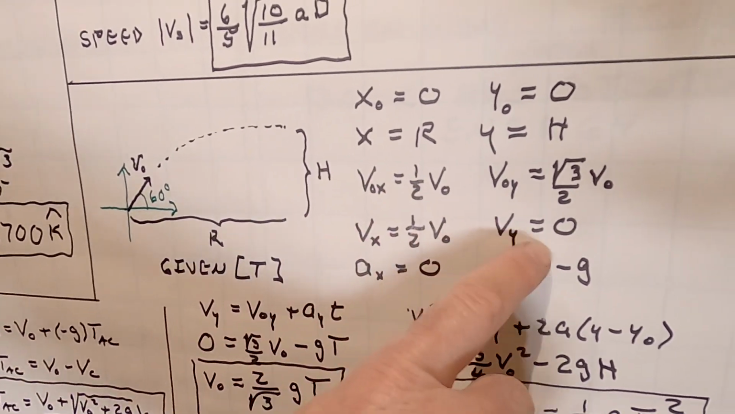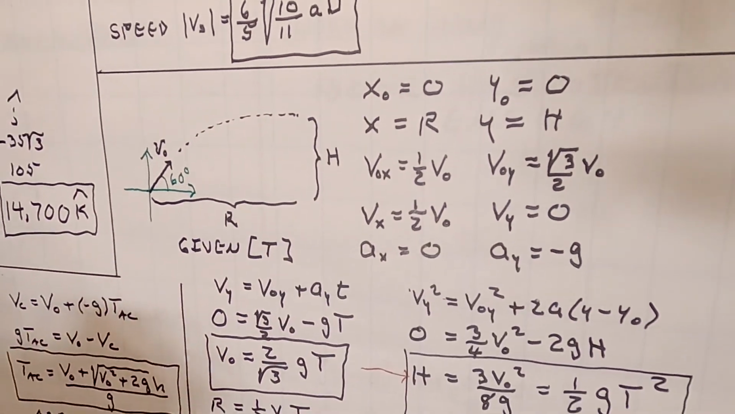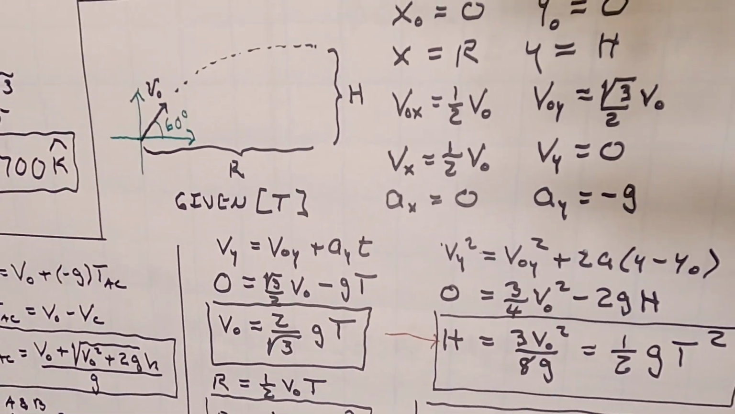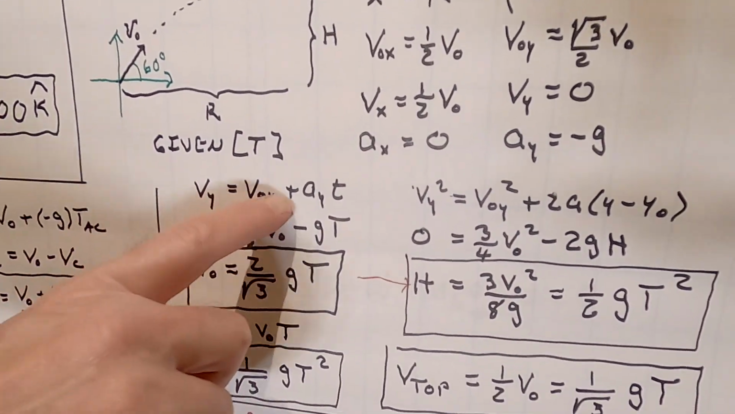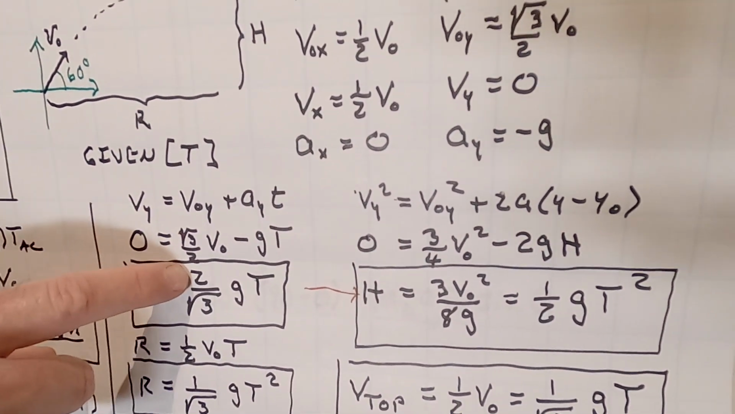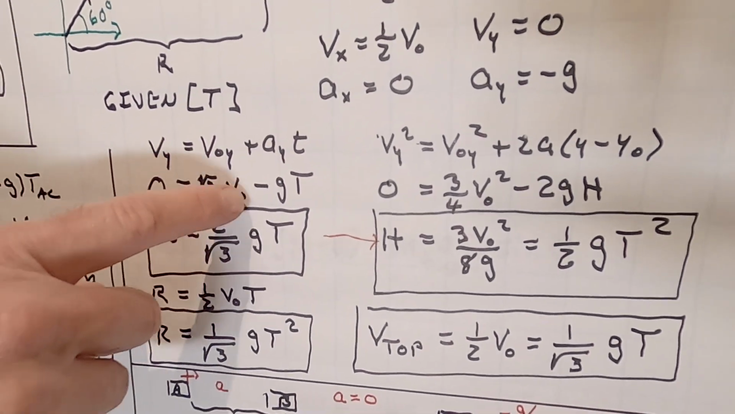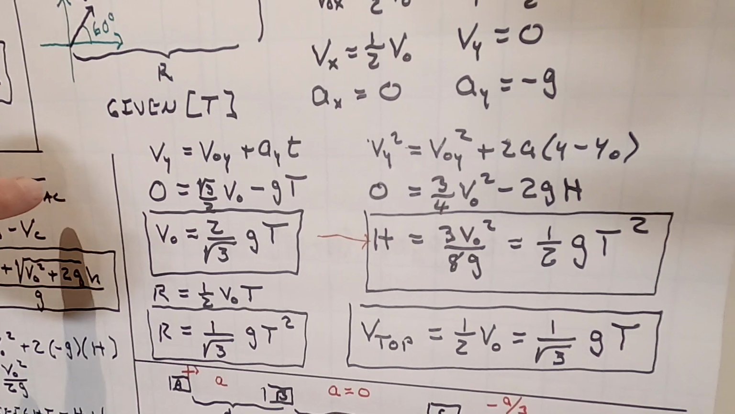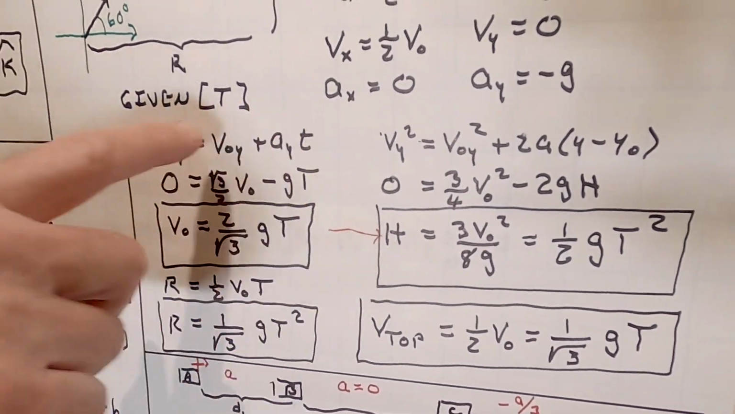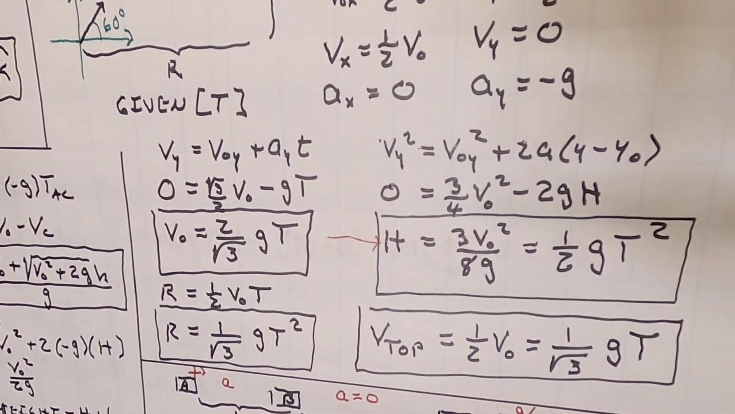These two are the same. Vy is 0 up here. Ax is 0, ay is minus g. And so on this one right here, you were given the time. So if we plug into this equation right here, Vy is 0, V naught y is square root of 3 over 2 V naught minus gt, and we can solve for V naught. Throw the gt on the other side, multiply by 2 over the square root of 3. So there's your V naught.